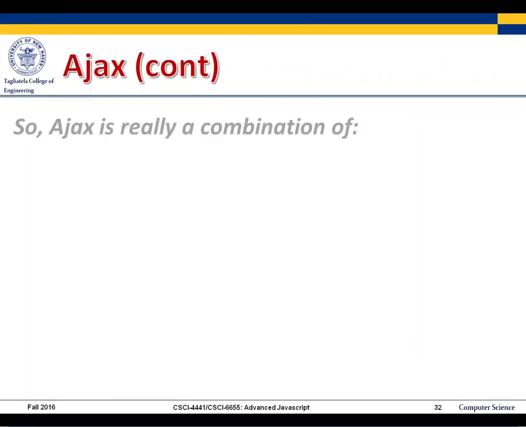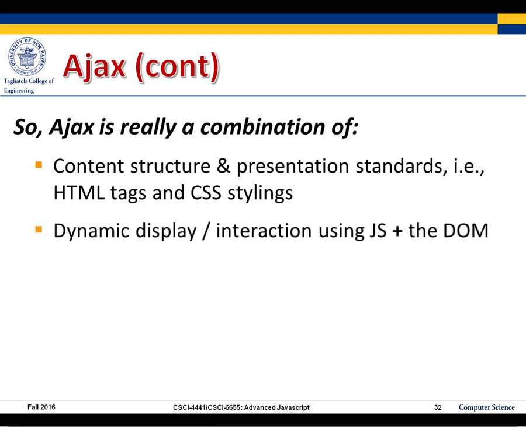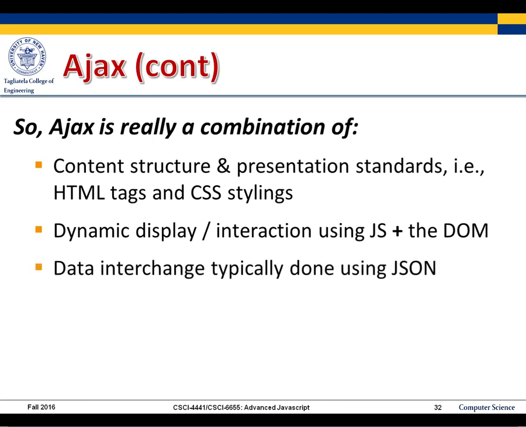So that's basically the idea. So what is Ajax? It's really a combination of the HTML content structure, the CSS presentation standards, that is the tags and the styling, the ability to do dynamic display and to affect the interaction the user has using JavaScript and manipulating the DOM. Nowadays, it's also data interchange, typically done using JSON, but sometimes XML, with the way that the X originally meant.